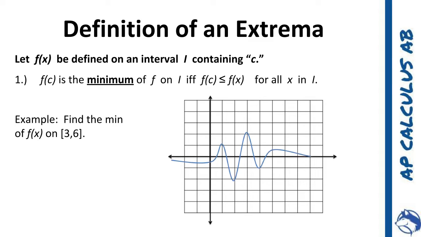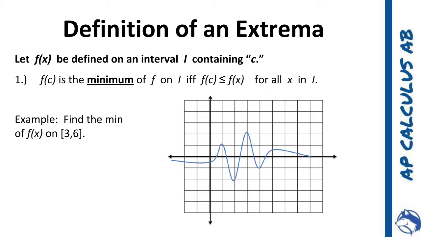All right, so for this one, we're going to talk about the definition of an extrema. So f of x is a function that's defined on some interval I that contains a point C. So the C could be anywhere on the graph at this point. So f of C is a minimum of f on this interval if and only if f of C is less than f of x for all x, so all other x in this interval.